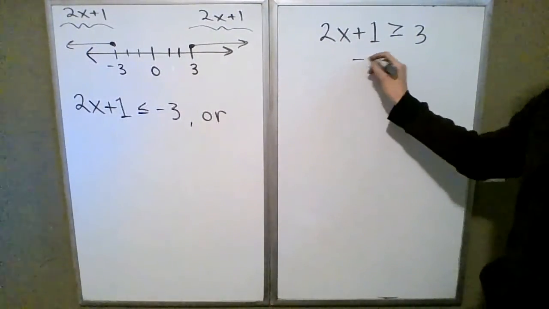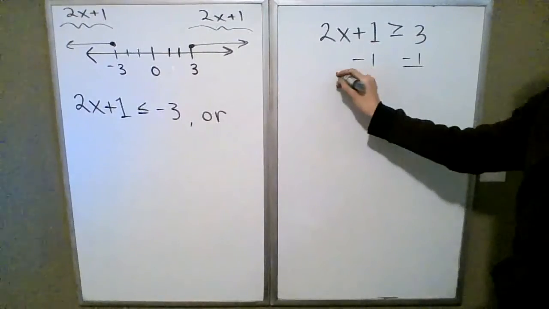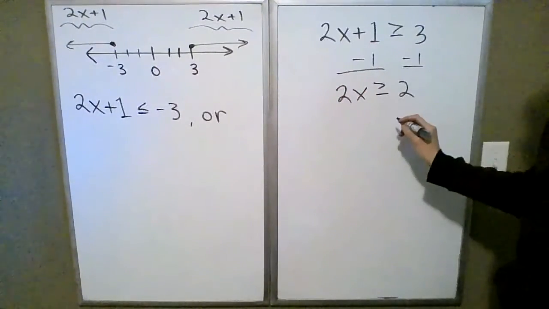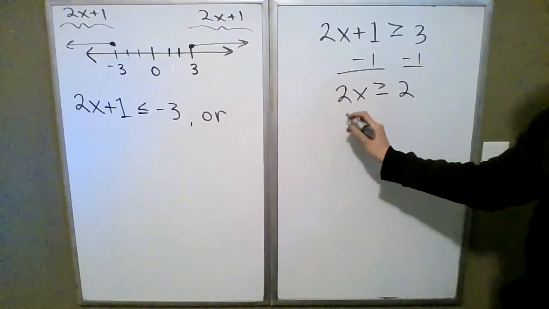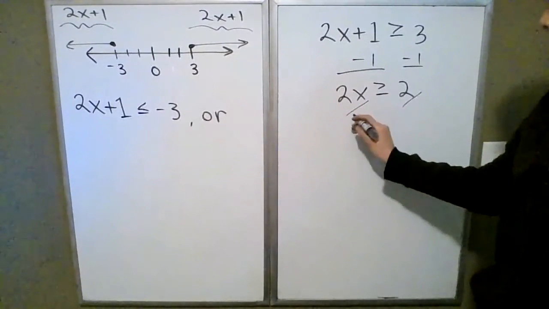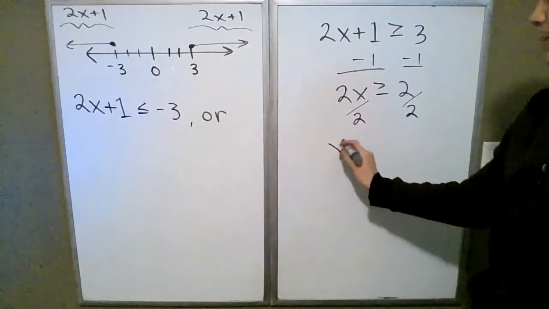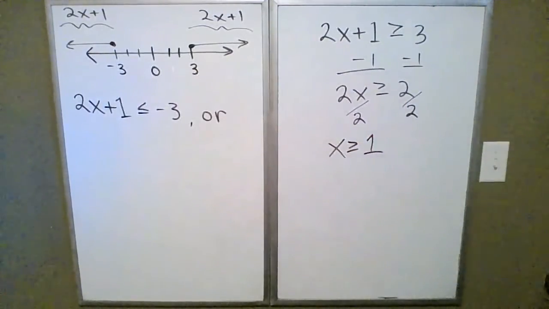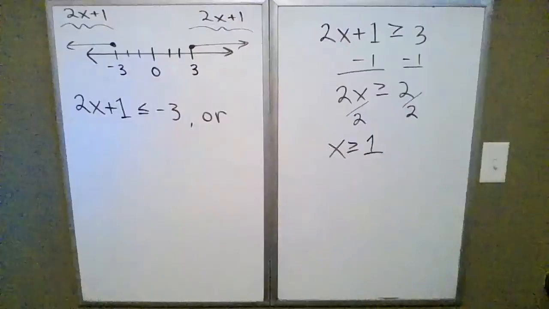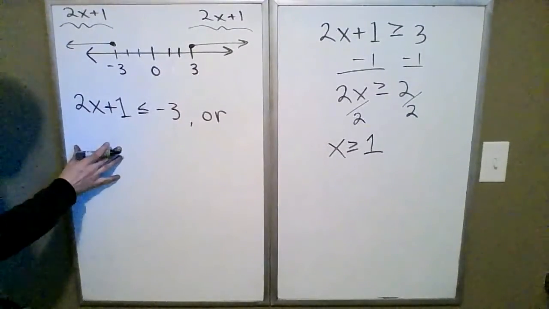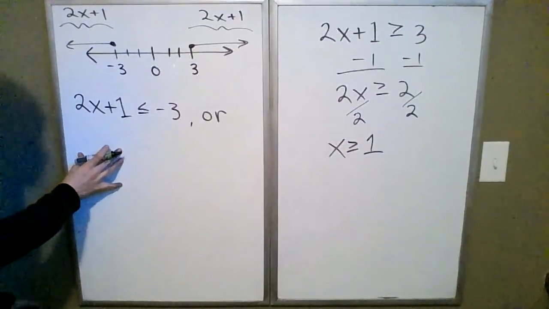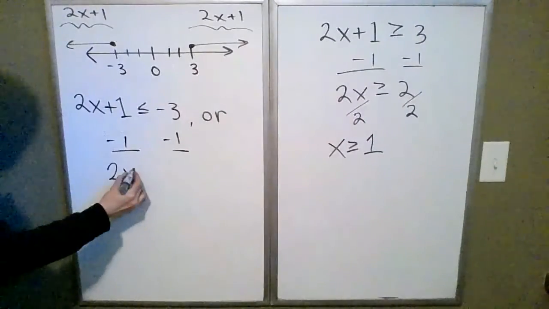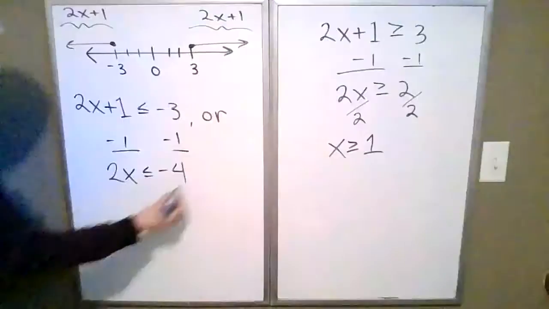Here, let's go ahead and subtract 1 from each side. 2x is greater than or equal to 2. Divide both sides by 2. X would be greater than or equal to 1. Okay. Back here, we can subtract 1 from each side. 2x is less than or equal to -4.